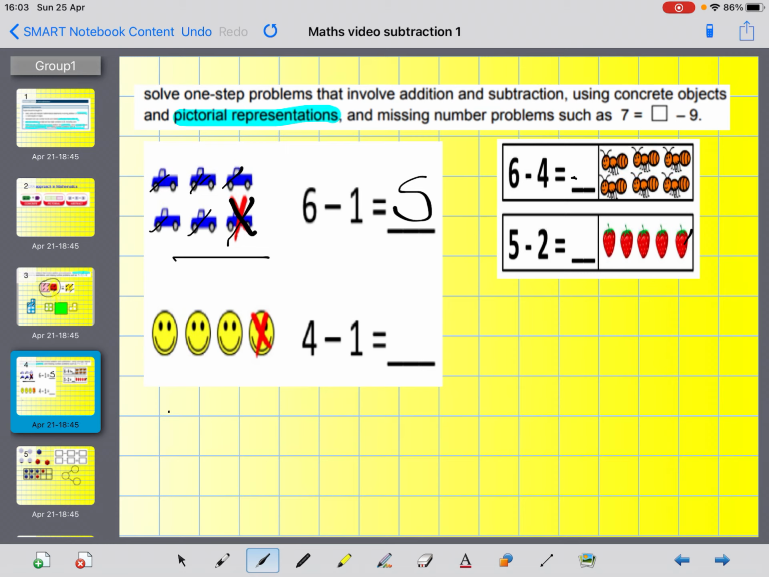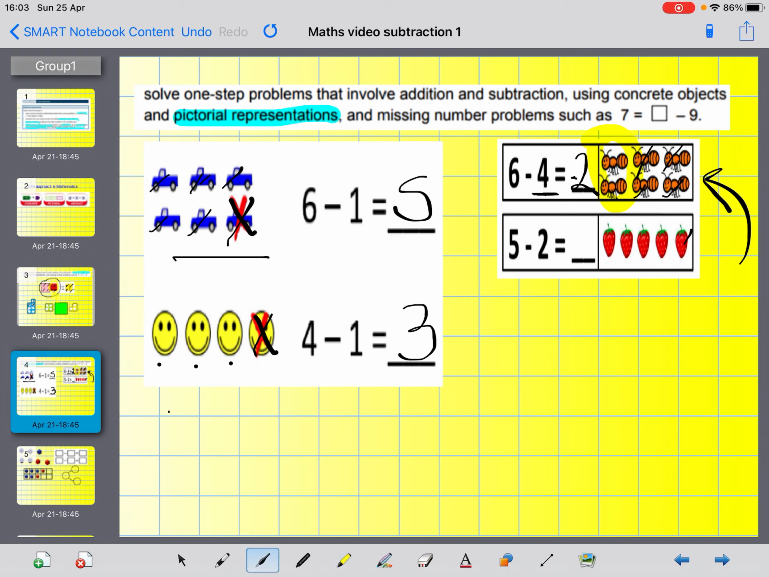For example, here, this is another picture, smiley faces. I've got 4 smiley faces. I cross 1 smiley face, and I can see there are 3 smiley faces left. Let's look at the ants picture. There are 6 ants, and we need to take away 4, because the number sentence is asking me to take away 4. So 6, take away 1, 2, 3, 4. I've still got 2 left. So 6, take away 4.